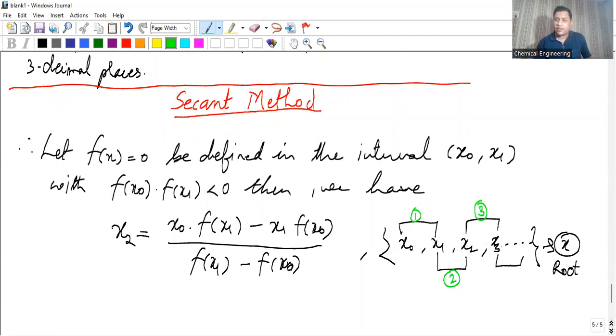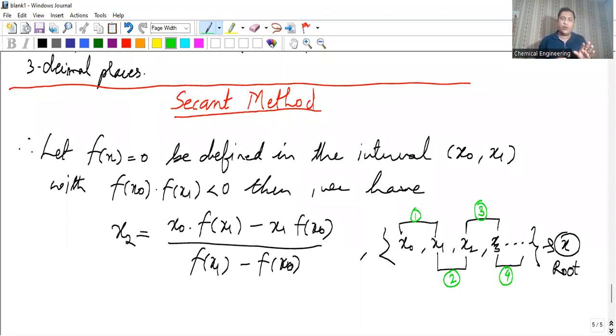Then once we get x2 and x3, we will go for x4, and this will be the fourth iteration and onwards. Okay, so this is the approach of the secant method. You got the idea of the secant method. We always have two values, x0 and x1, because we try to find out where the root lies. The root lies between x0 and x1, and once we know that, we find the first approximation. Here the first approximation is x2.